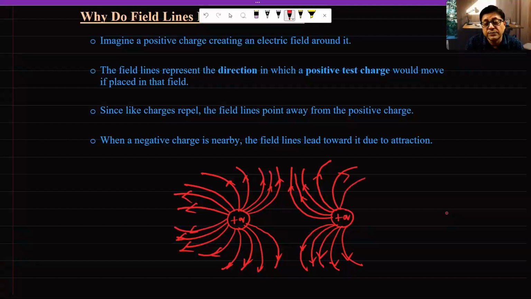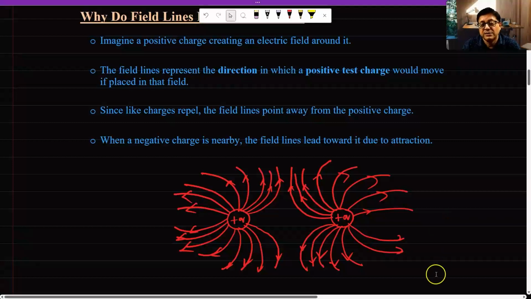Here also. They will not move towards the left, they will move towards the right. So it seems that these field lines are exerting lateral pressure on the field lines created by this plus Q charge. Okay. So electric field lines due to two plus Q charges will be like this.